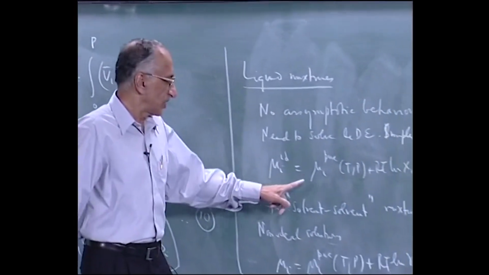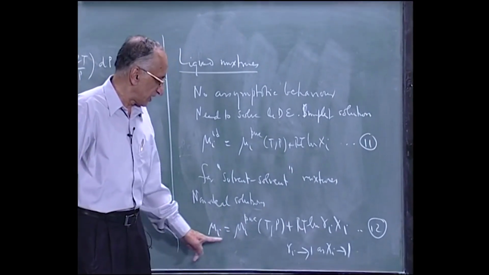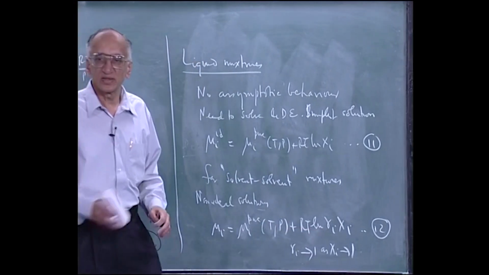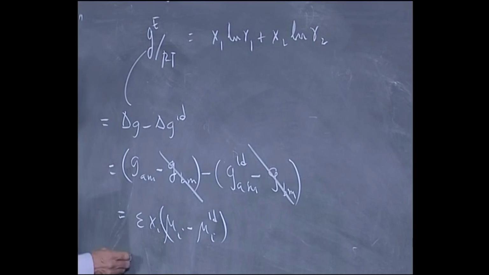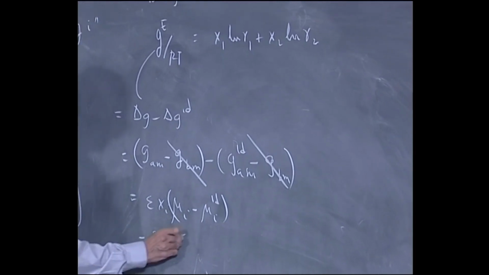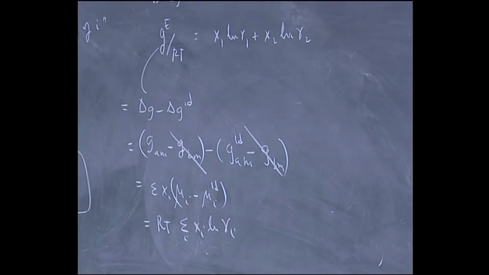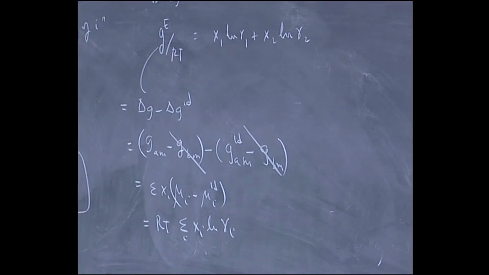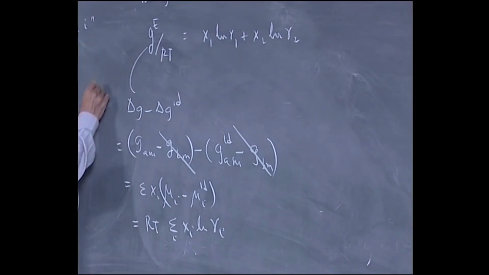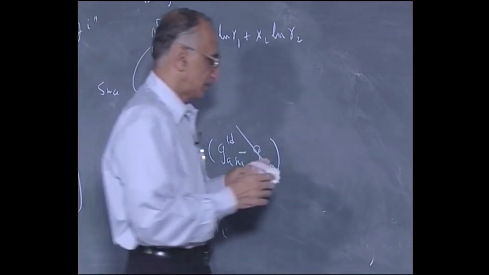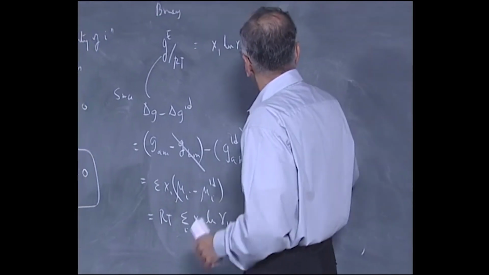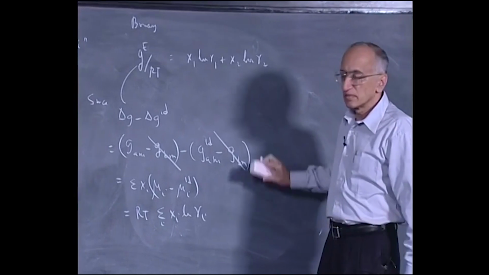So mu i ideal is mu i pure plus RT ln xi, mu i non ideal is mu i pure plus RT ln gamma i xi. So the only difference is log gamma i. So this is equal to RT sum over i xi log gamma i. So Gxs for a binary, this in particular will give you x1 log gamma 1 plus x2 log gamma 2.